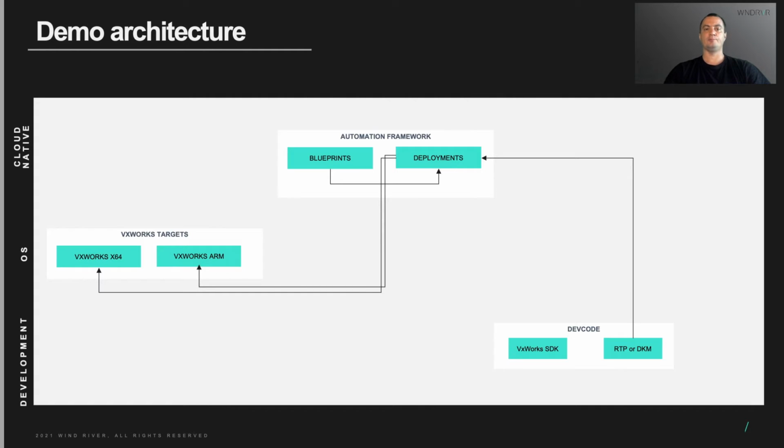For this demo, I will use the WindRiver Automation Framework. I already have developed a blueprint from which I will create a deployment that will handle binaries that are built with DevCode. So the binary will be pushed to this deployment, and the deployment will also push forward the binary to the VxWorks target, and it will automatically execute the binary on the target. It will be like an update mechanism.